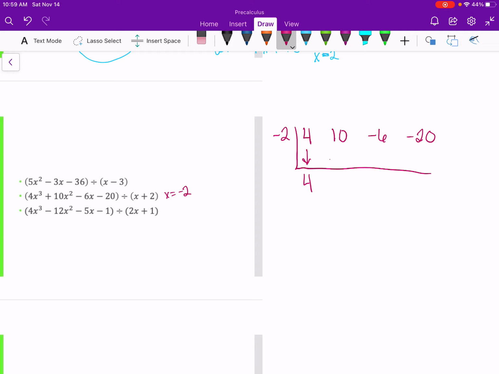Multiply by -2, we get -8. Add vertically, we get 2. 2 times -2 is -4, so -10. -10 times -2 is +20. We add, we get 0, so our remainder is 0. Our answer is 4x squared plus 2x minus 10.